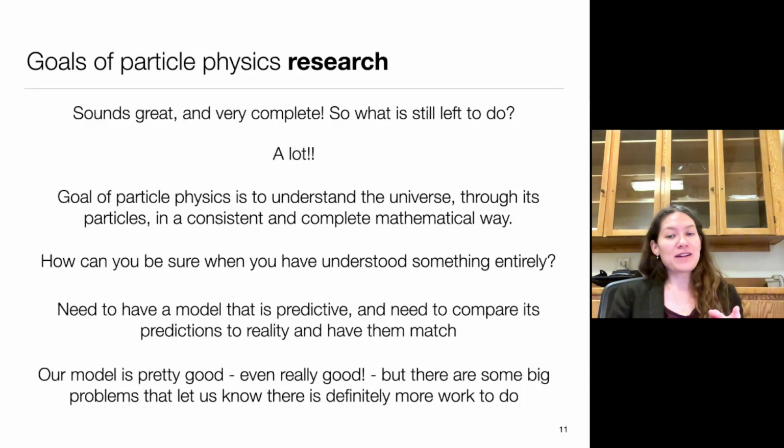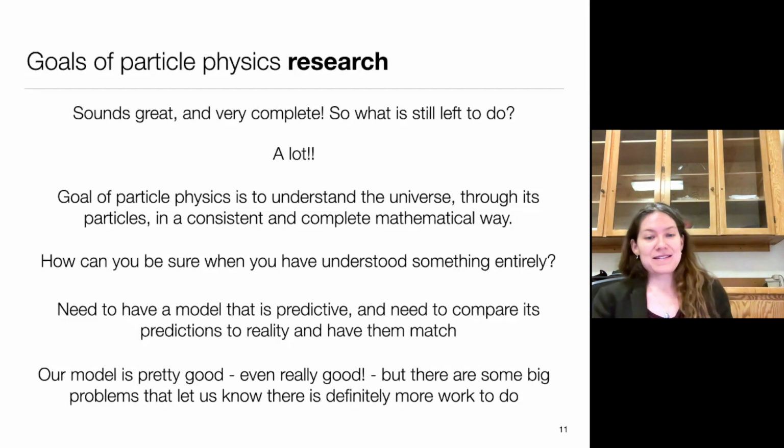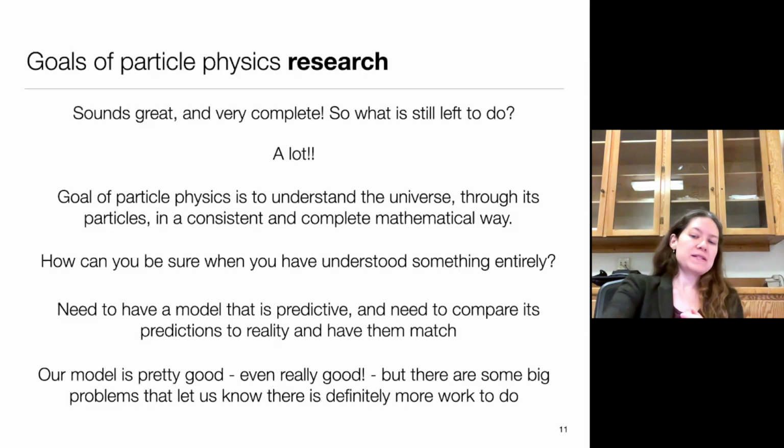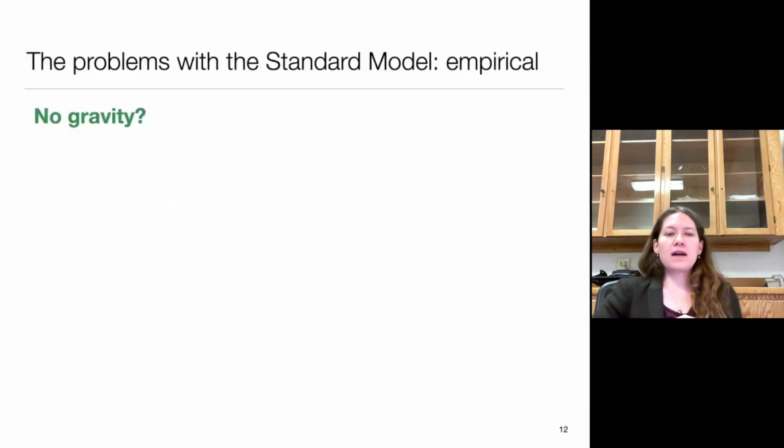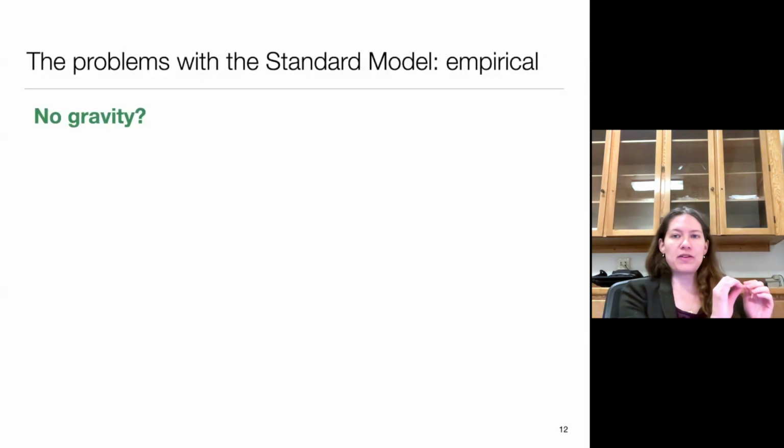Our model is pretty good at this. It's even really good at this. But there are some big problems we see that let us know that there's definitely more work to do. So let's take a look at some of those. I'm going to start out with what I would call empirical problems with the standard model. That is, cases where we've measured something or observed something that's directly in tension with the model, and it tells us that there's some kind of problem.